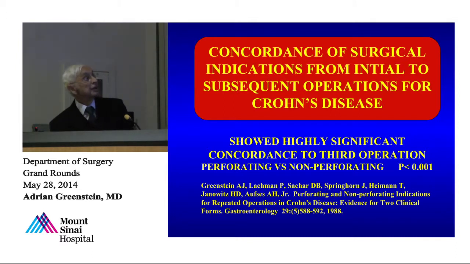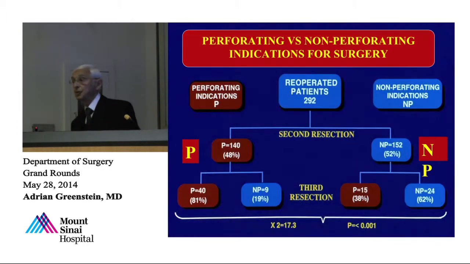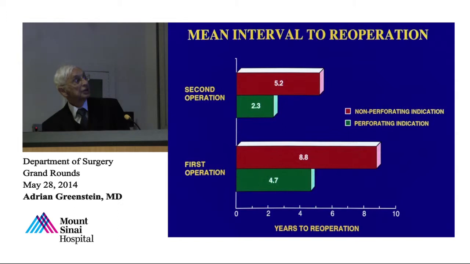And this is the findings of the first resection, 375 patients. 49% were perforating, 51% were non-perforating. But of the perforating, 73% were perforating the next time, and 71% of the non-perforating the following time. We found the same thing from the 2nd to the 3rd operation. Once you have a form of disease, either perforating or non-perforating, the probability is very high that it will do the same thing the next time. And if you look at non-perforating, first operation, 8.8 years before a recurrence. First operation for perforating, 4.7 years, and even shorter time for the second operation.